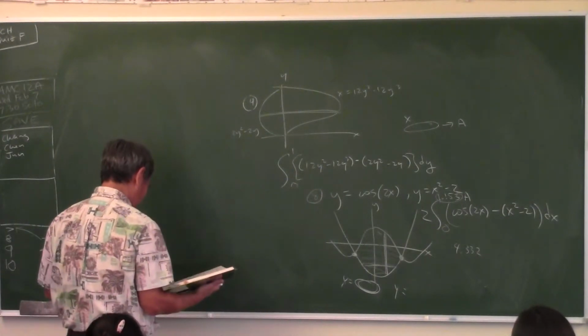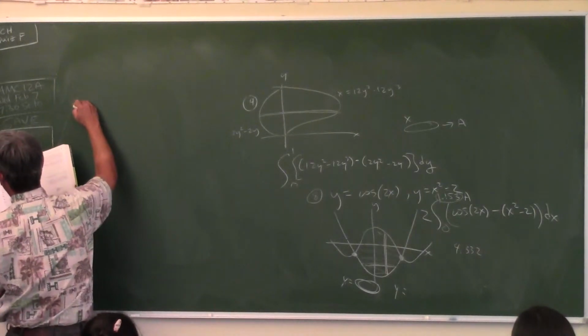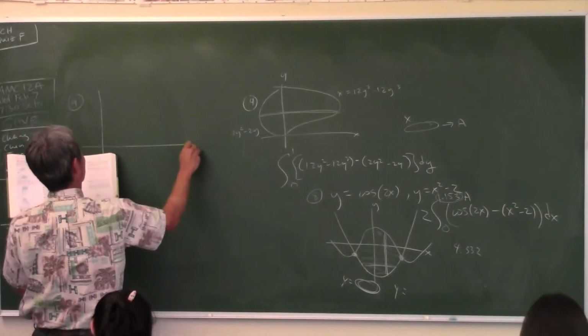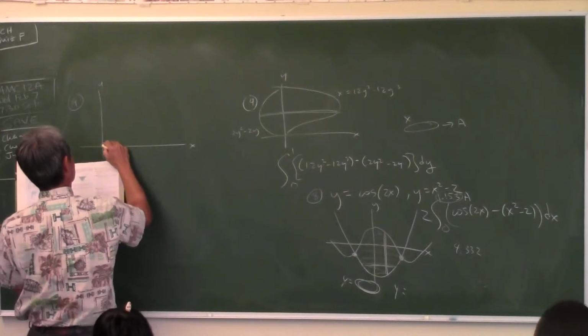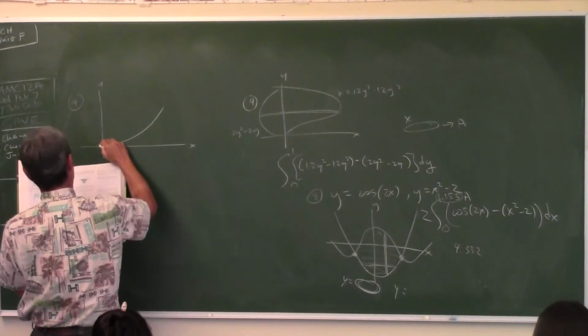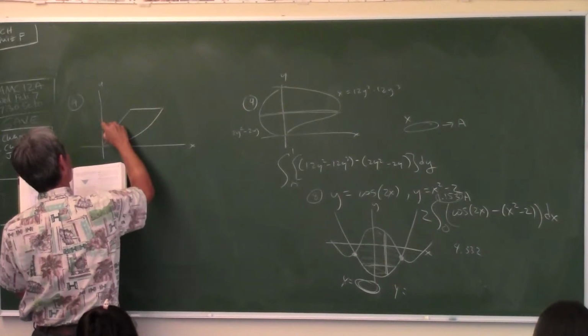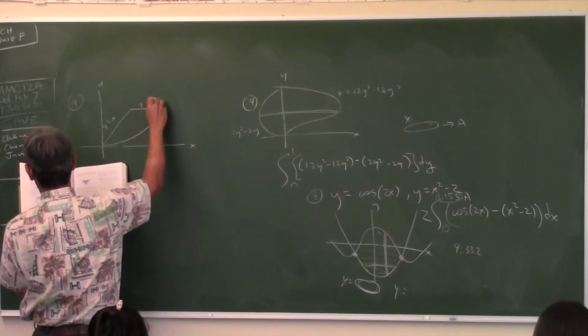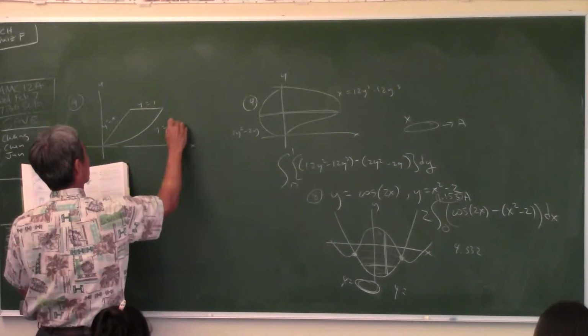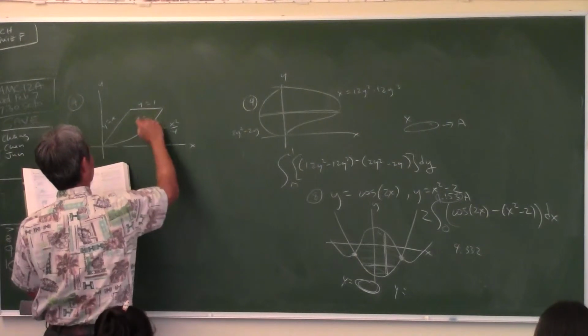Number 9. Okay, so you've got a graph like this. Line and line. So this line is y equals x, y equals 1, y equals x squared over 4. Find the area of this region.